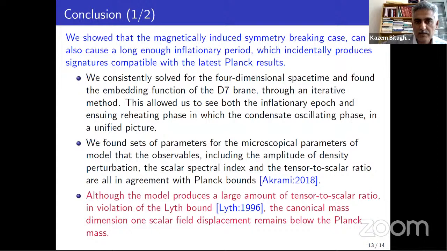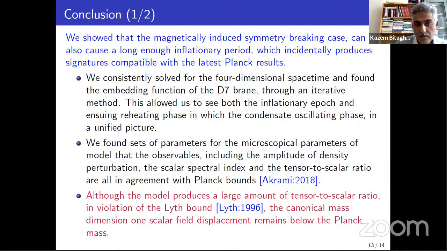This allowed us to see both the inflationary epoch and the reheating phase, in which the condensate oscillating phase, in a unified picture happens actually. We found sets of parameters for the microscopic parameters of the model so that the observables, including the amplitude of density perturbation, the scalar spectral index, and the tensor to scalar ratio, are all in agreement with Planck bounds.